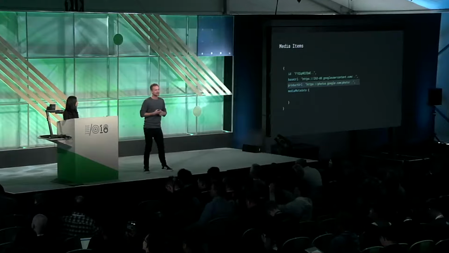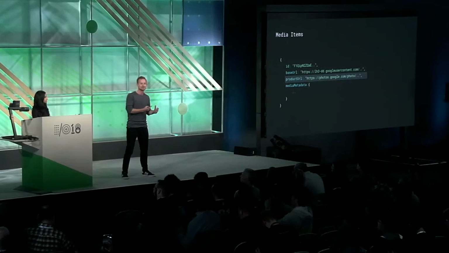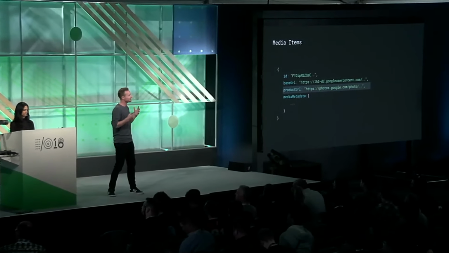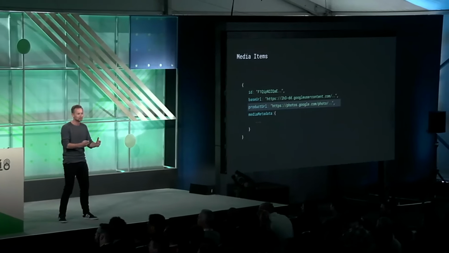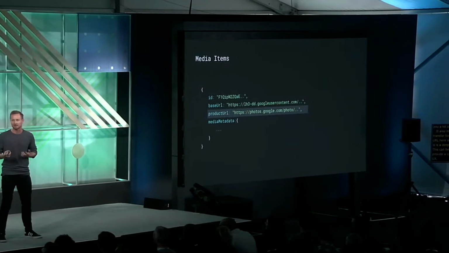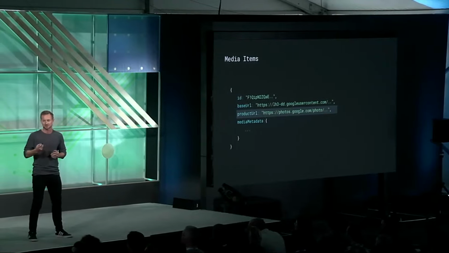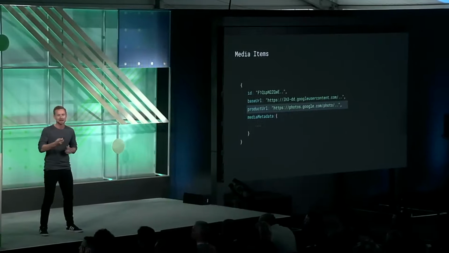The second URL here is a product URL. And this is a deep link back into Google Photos. This can be really helpful if you want to provide a complete and comprehensive UX with common tasks like cropping, rotating, and even viewing complicated formats such as VR. You can just link out to Google Photos rather than rebuilding all of that code in your own app.